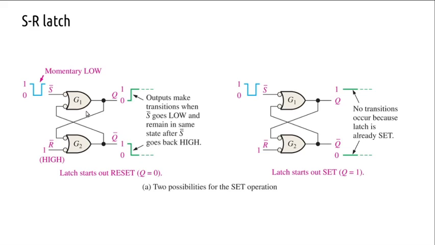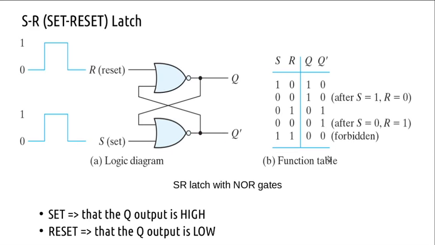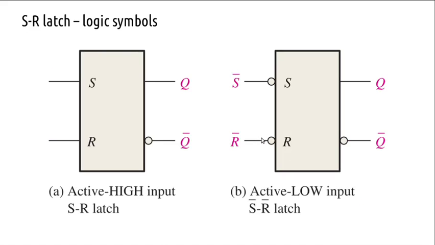For the forbidden case of an SR latch using NAND gates, the input 0 0 is not allowed because both are active low inputs. The outputs are supposed to be complementary, Q and Q bar, but both try to become low or both try to become high at the same time. There will be an uncertainty. That's why it's called a forbidden state.